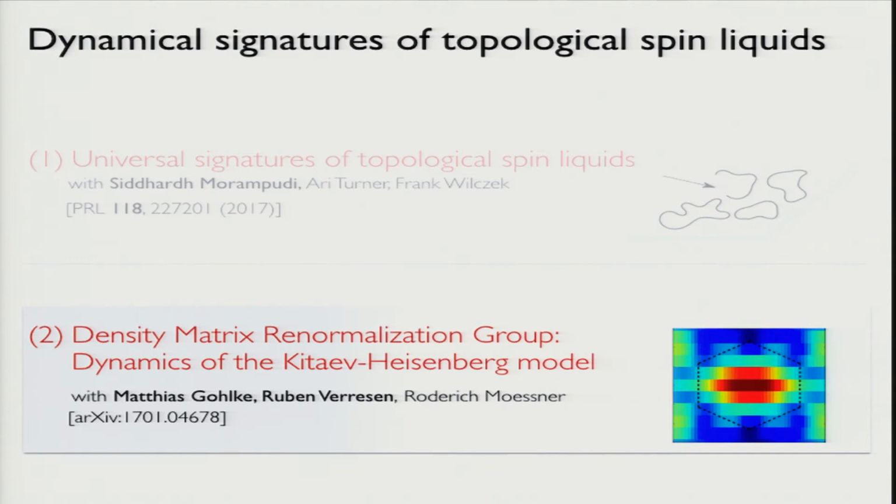And in the second part, I want to be a bit more concrete. The question might be, if we have a particular model Hamiltonian where we believe that this describes some interesting physics, how can we actually compare this to experiments? And here I want to discuss work done mainly by Matthias Gohlke, who is currently a PhD student in Dresden, and Ruben Verresen, who is a PhD student working with me in Munich right now, and Roderich Moessner.